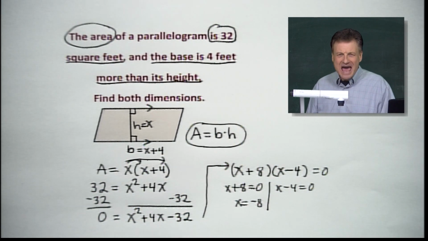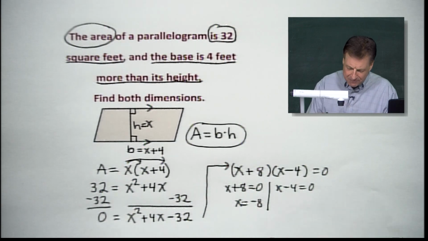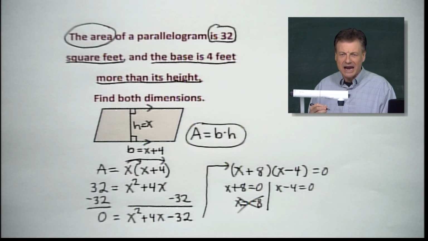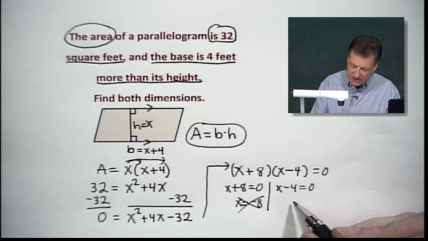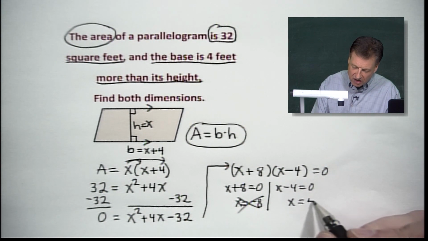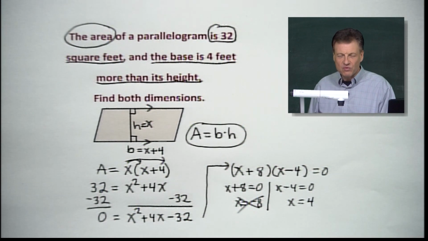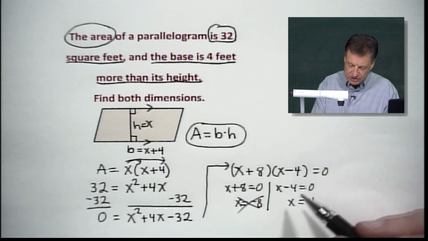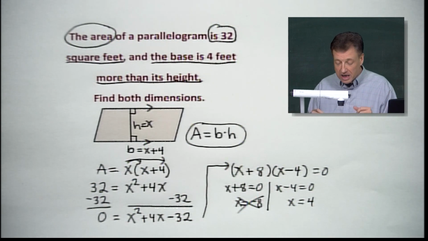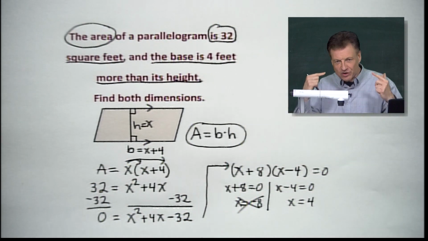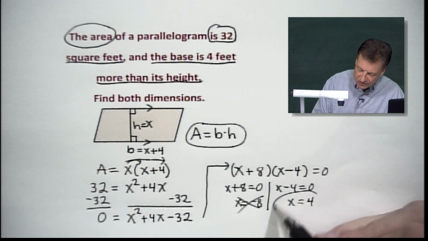Negative 8 can't be a side, can it? Can't be a height, can't be anything. Bad news bears. Say goodbye, all right? Now, over here, this guy is going to give us x equals 4. Because 4 minus 4 gives us 0, of course, and we can pretend we're adding 4 to both sides, which we are. But again, I'm just asking you to do a little mental math in your head. So this is a good answer.